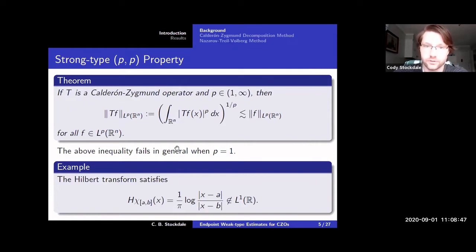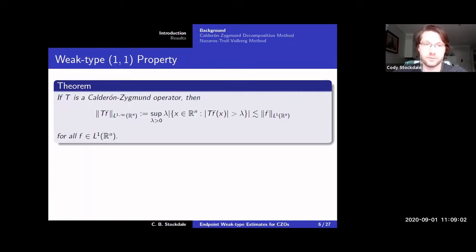And the thing we're going to do is, instead of saying it's going to be bounded from L1 into L1, we're going to make the target space larger, which will make the left-hand side of this inequality smaller, and therefore the inequality more likely to be true. And the way we do that is with this property, which is called the weak type 1,1 property. So it's not strong type 1,1, but it will be weak type 1,1, which says, instead of looking at the L1 space, we're looking at this weak L1 space, which is denoted by L1 comma infinity. The norm is given by this.